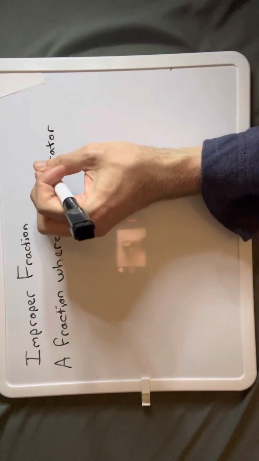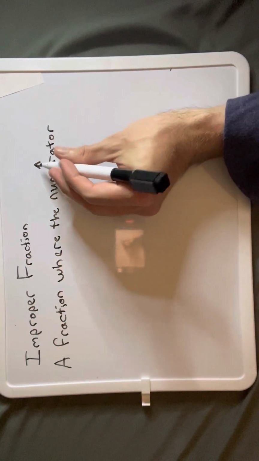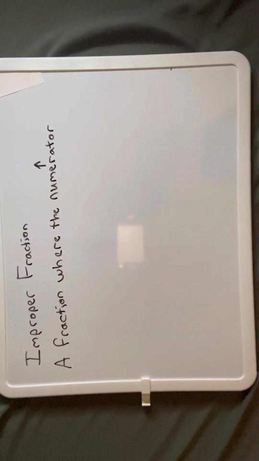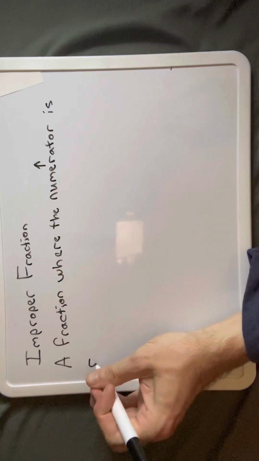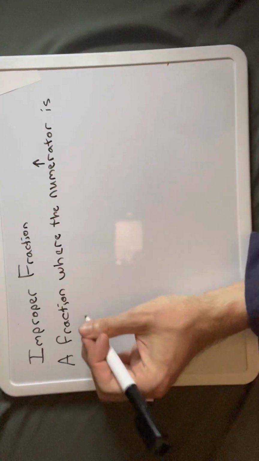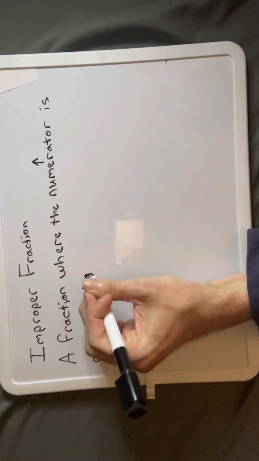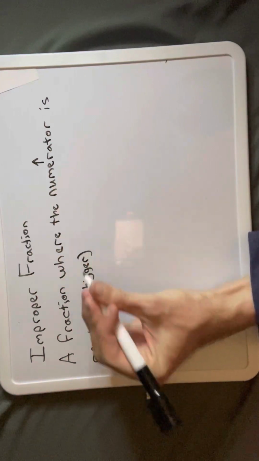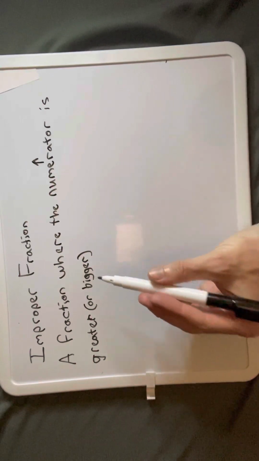so I'm also going to do a little bit of upwards, so that lets me know that this is the number on top, the one on top. Something that I think helps me out a little bit. It's not necessary, but if you think it helps you out, feel free to go ahead. But a fraction where the numerator is greater. I'm also going to put in parentheses here, or bigger, just as another adjective to use to describe the size of the number. That's what they mean when they say greater. They mean something that is bigger, a bigger number.